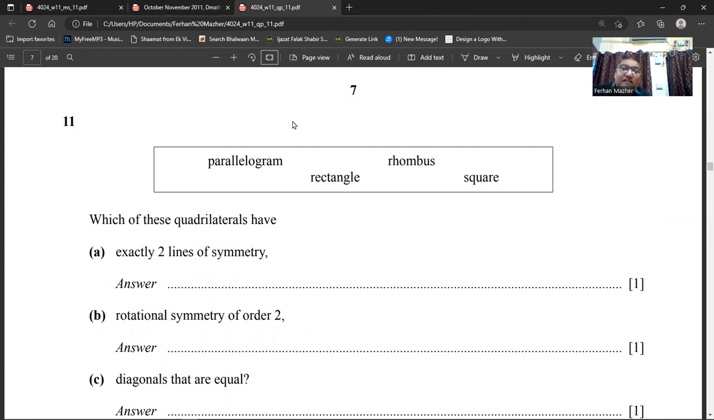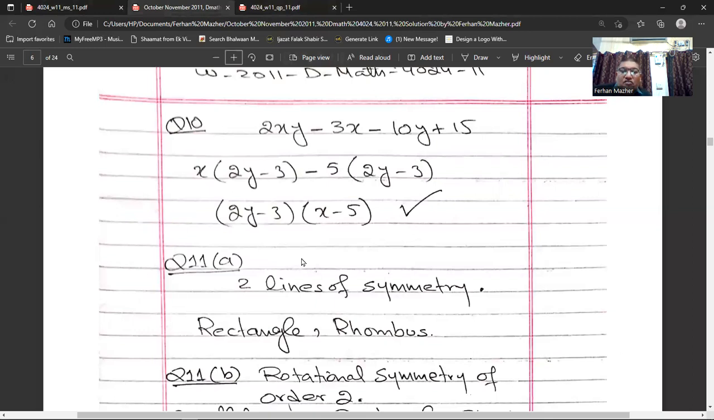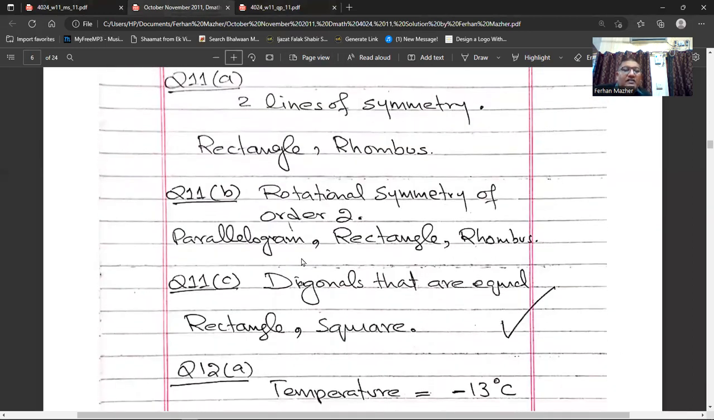A line of symmetry is a line which, when you draw it on the figure, divides it into 2 equal parts. And when you fold those parts along that line of symmetry, both the parts will exactly match each other. The second test is very important. So we think rectangle and the rhombus. Rectangle and the rhombus is the right answer, sir. So here I have also written it.